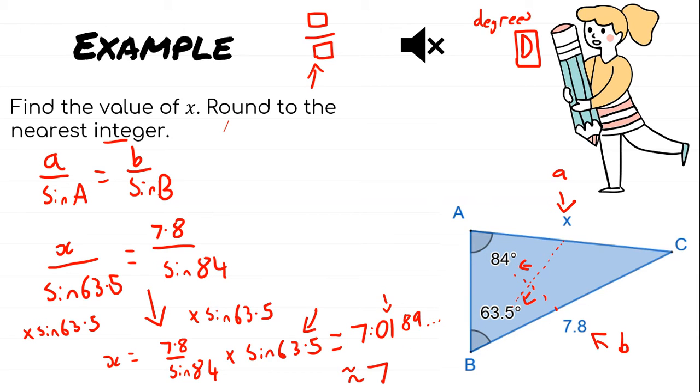And so our answer is 7. So this missing side here is 7. We can check that makes sense. I mean, this big long side is 7.8, so it makes sense for this to be 7. It's not like a ridiculous answer or anything like that.